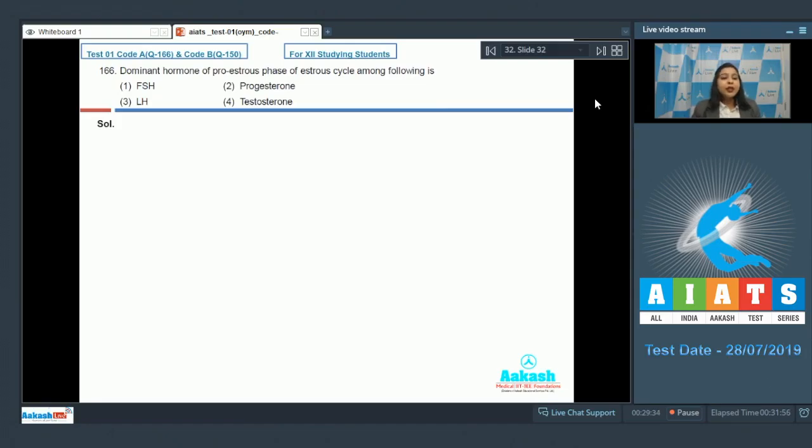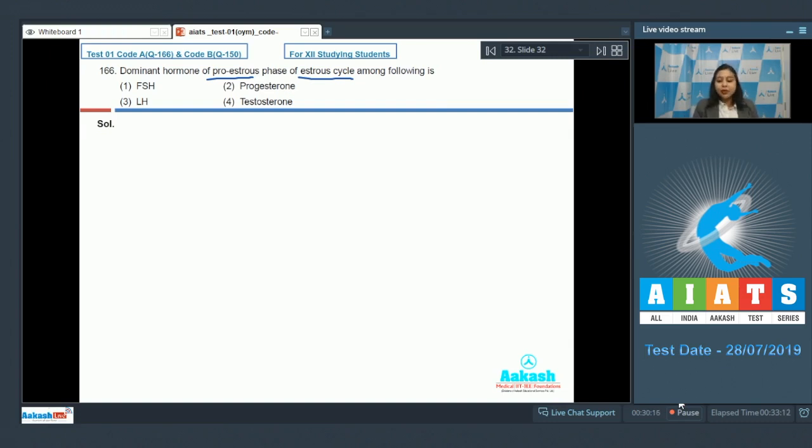166: the dominant hormone of the pro-estrous phase of the estrous cycle. The estrous cycle occurs in all mammals and it is a seasonal cycle. These animals are seasonal breeders. The hormone which is dominant in the pro-estrous phase is going to be... Let's look at the options. Option number 1 is FSH, option 2 is progesterone, LH and testosterone.